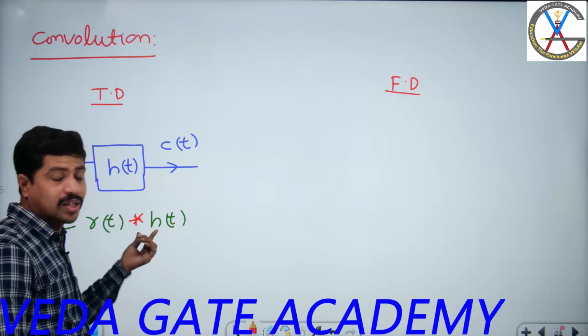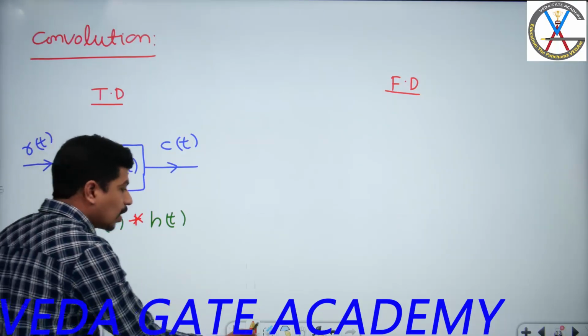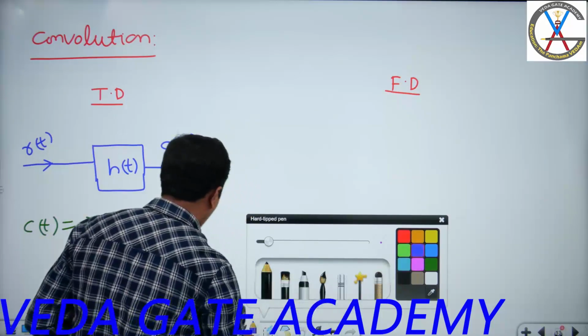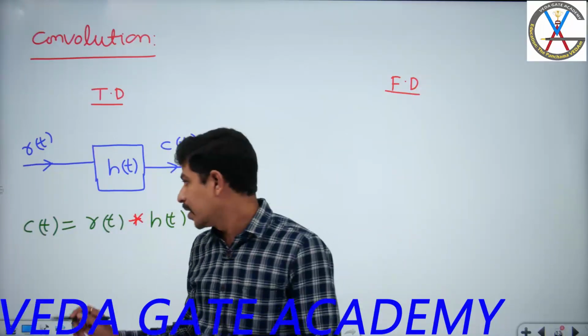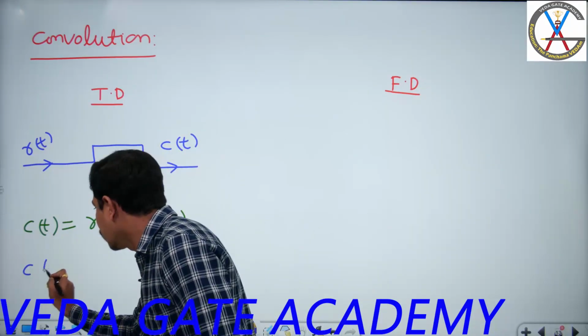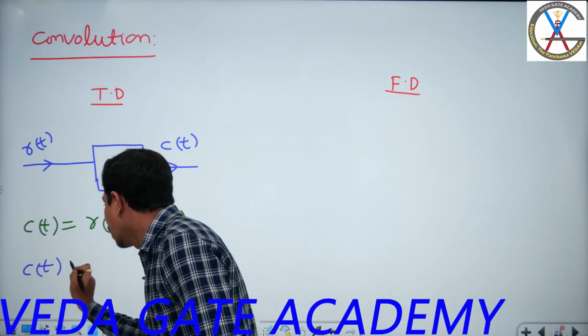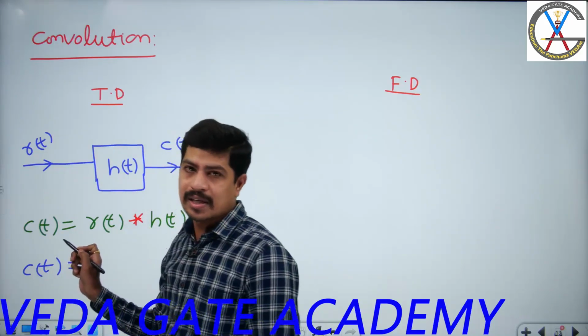This is the symbol of convolution. What does it mean? How do we calculate it? Let's see. C of t is equal to... It is important to remember. Anyhow, you will be learning this in signals and systems.